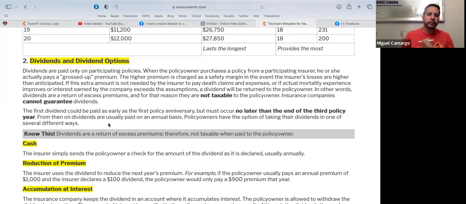I do not want you to get these acronyms confused, but the definition of a dividend in insurance is a return of excess premium. So dividend, return of excess premium. What does that mean? The insurance company says, hey, Nancy, your premium is $1,200 for the year. And at the end of the year, they go through their numbers and they found out it only actually costs you $1,000 to cover you. So you have $200 extra that they overcharged you. And we're going to give it back to you.